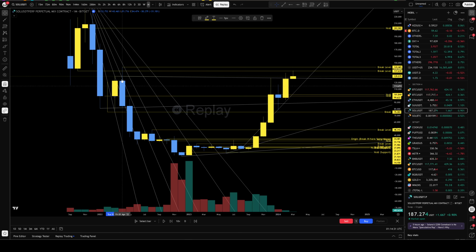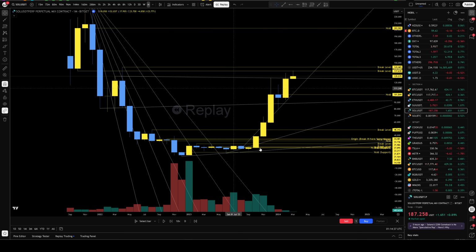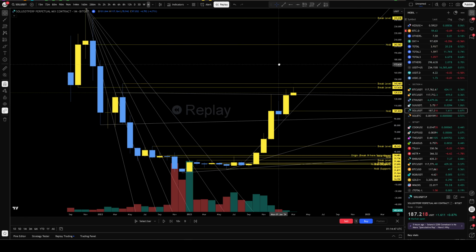So you can probably start to delete some of these other hold levels like this one because it's done, and this break level down here because it's basically done. This is still relevant. There's still stuff down here that's relevant, but start cleaning up some of this as we go.